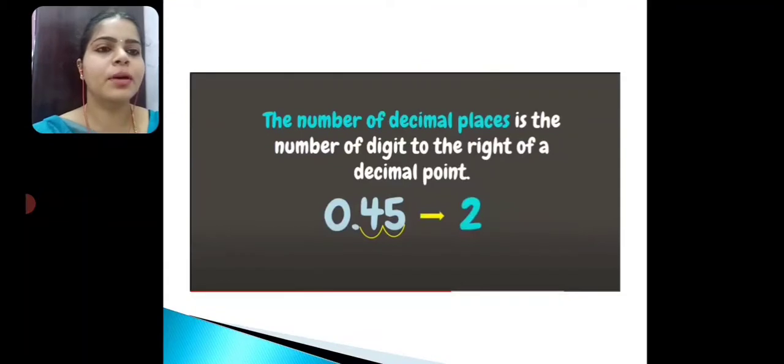Now, the number of decimal places is the number of digits to the right of the decimal point. Here we have taken 0.45. The number of decimal places is 2.